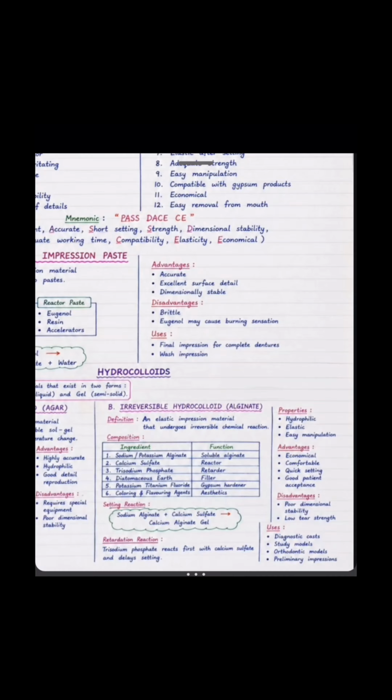Calcium sulfate, the reactor that kicks off the setting. Trisodium phosphate, the retarder. It intentionally fights with the calcium sulfate first to delay the setting reaction so the dentist has time to work. Uses: diagnostic casts, study models and orthodontic planning. Its cons are low tear strength and poor dimensional stability. It will shrink if it dries out or swell if left in water, okay.